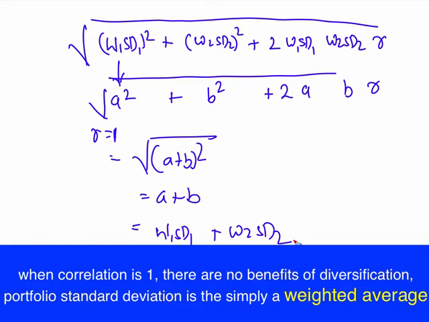So when the correlation is equal to 1, there are no benefits of diversification. Your portfolio standard deviation is simply a weighted average. Correct? Please write this down.